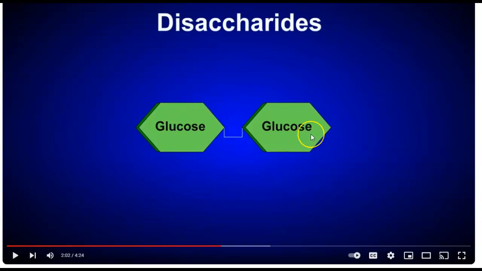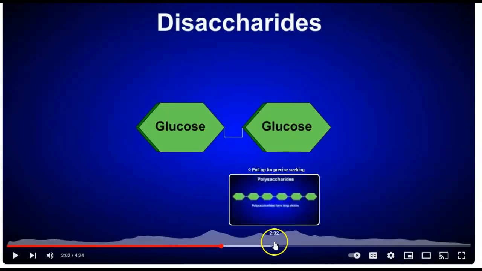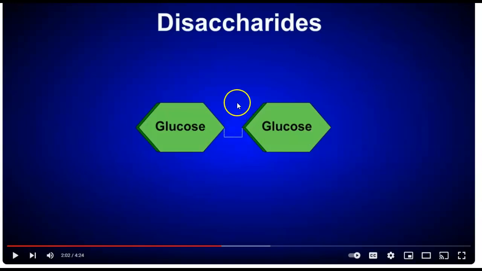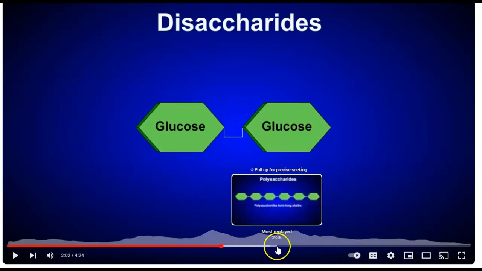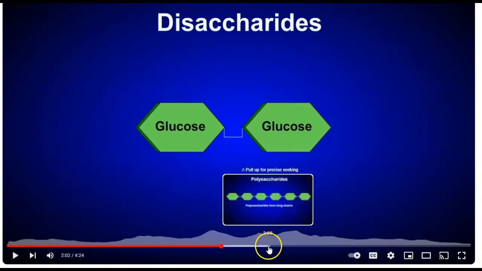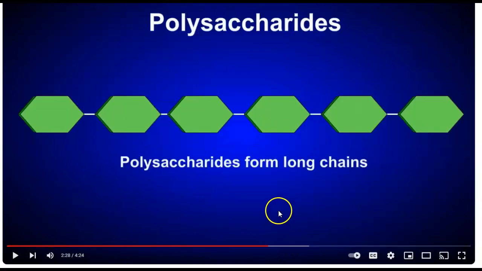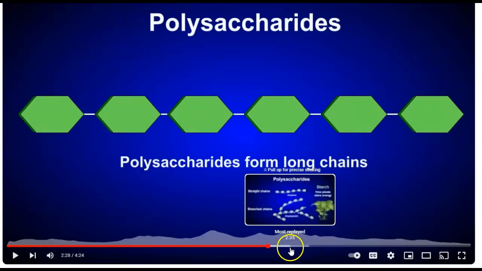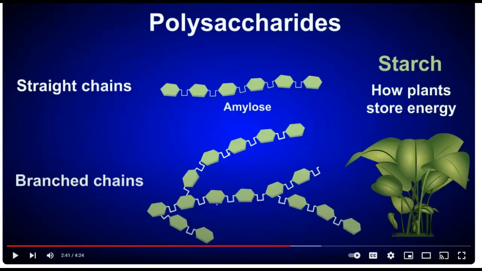Here you have regular table sugar. Table sugar is two sugars together, so it is a disaccharide. And it is joined together chemically. Then another thing that's very important is our polysaccharides. Polysaccharides are long chains, and depending on the way the chain is made, this is how energy is stored.